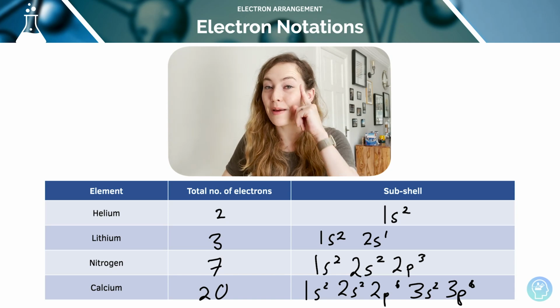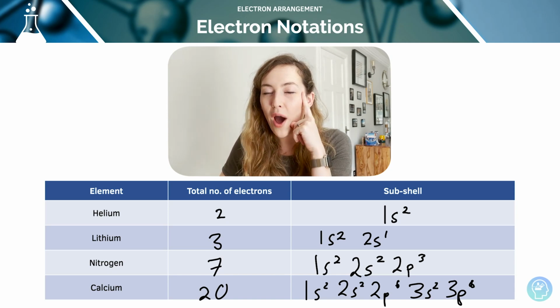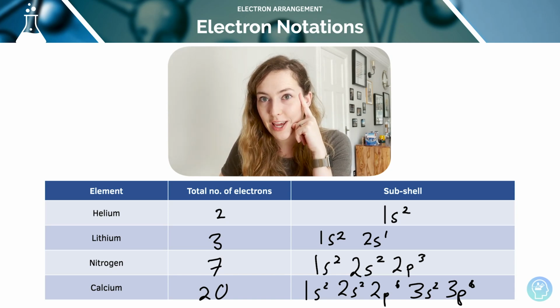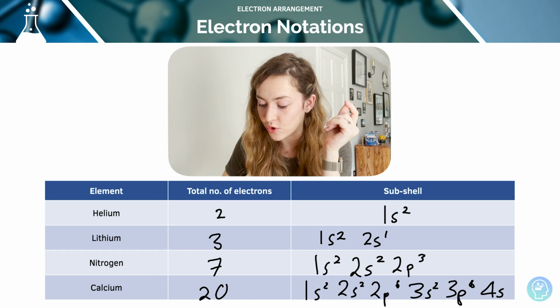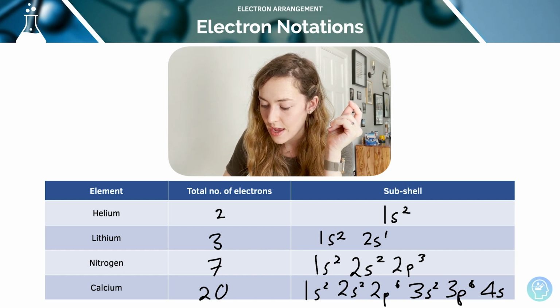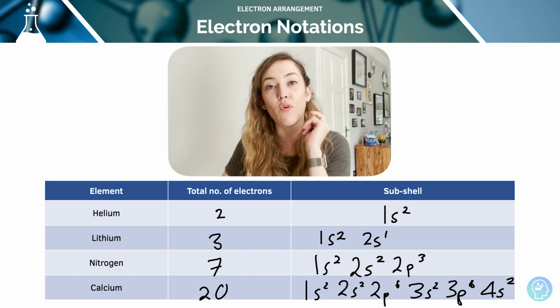But remember the exception. 4s fills before 3d. So the next one is actually going to be 4s. And so far I've used 18 electrons, 2 plus 2 plus 6 plus 2 plus 6. I've got 2 left, so we're going to have a full 4s.